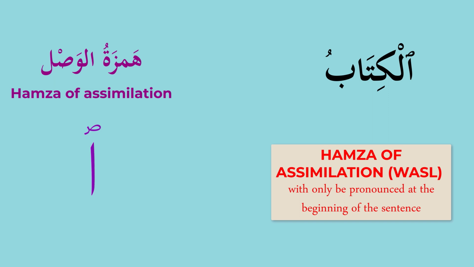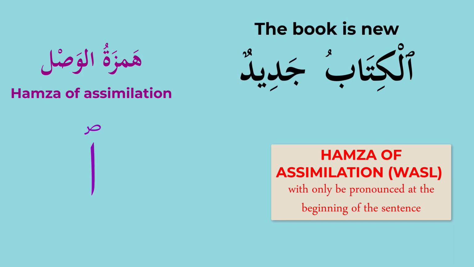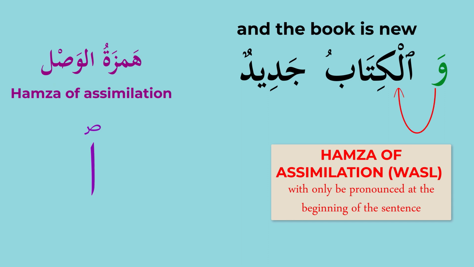Otherwise, you will not pronounce it. Are you with me, brother? If I say Al-Kitabu and then write down Jadidun, the sentence begins with Al-Kitabu. But suppose I were to add a waw here, now what will it become? Wal-Kitabu. Oh, why did you not pronounce the Hamza, brother? Why did you not pronounce it?